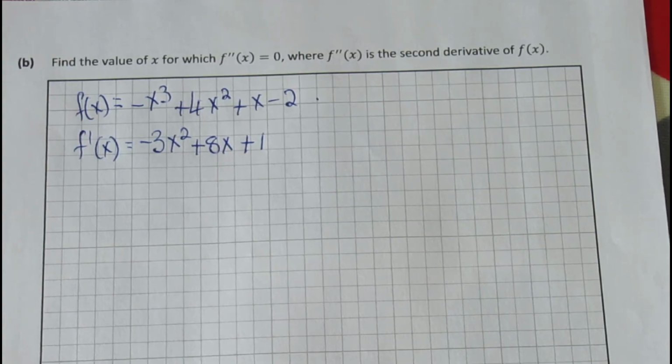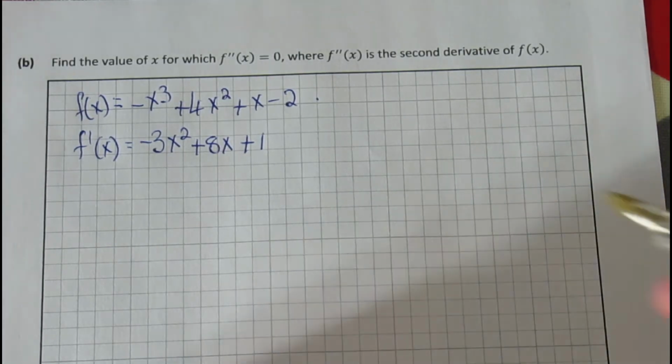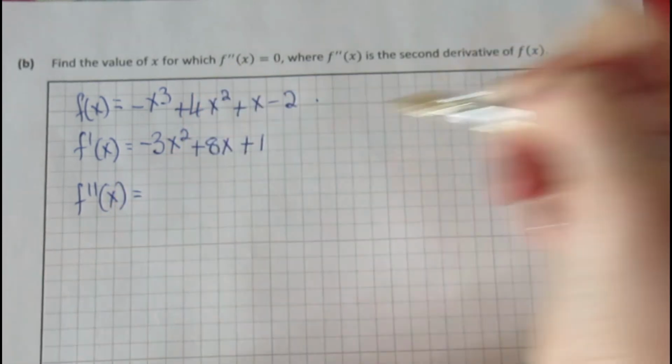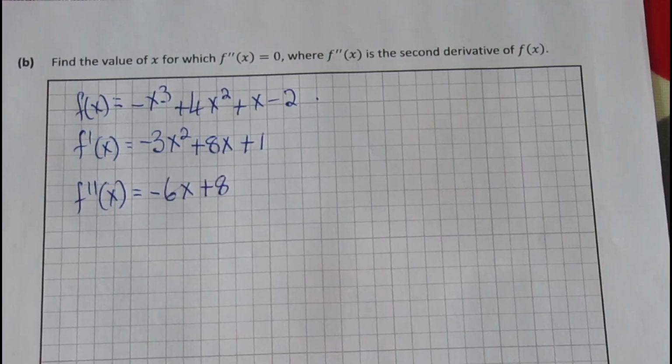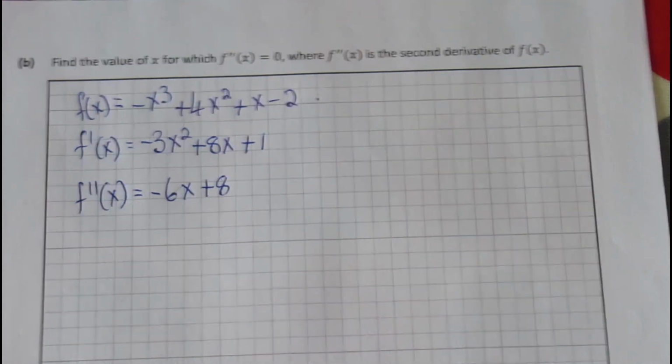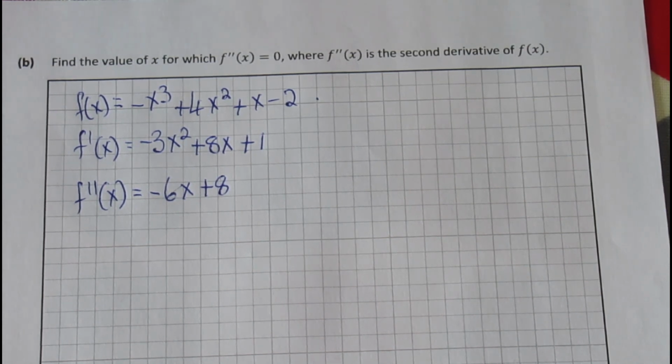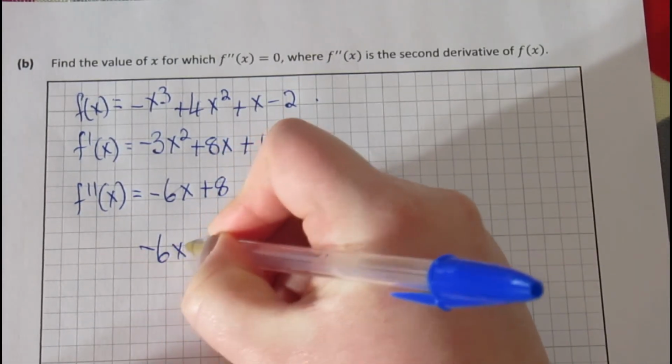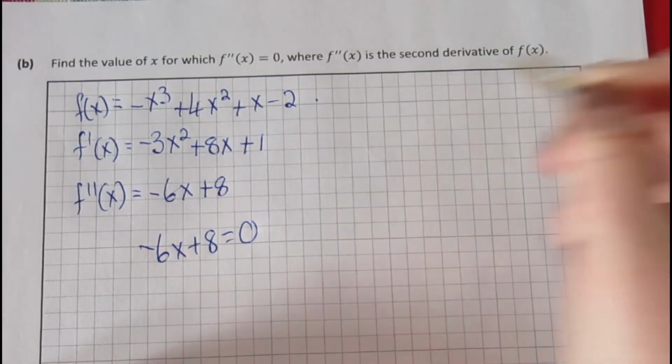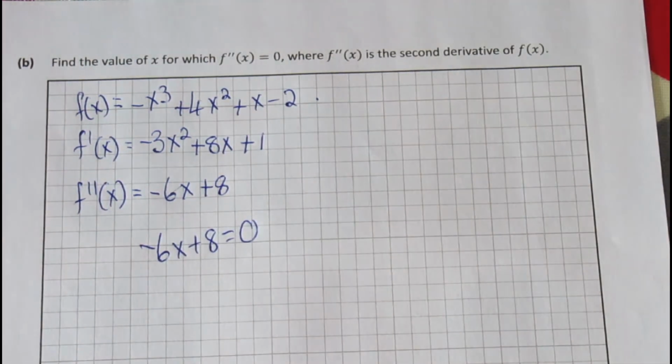I now need to go and find the second derivative of the function, f dash dash of x. They ask us to find the value for x when the second derivative of the function is equal to 0. So I'm going to let the second derivative of the function equal to 0 first. So minus 6x plus 8 equals 0, and I'm solving for x.